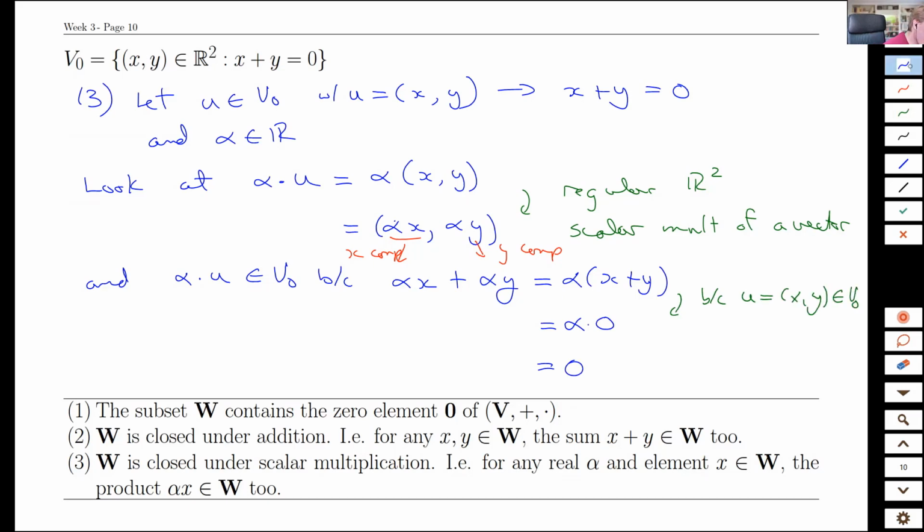All right. Okay. So our alpha u is also in V naught. And so if we want to be thorough here, we'd say this set V naught is closed under scalar multiplication.